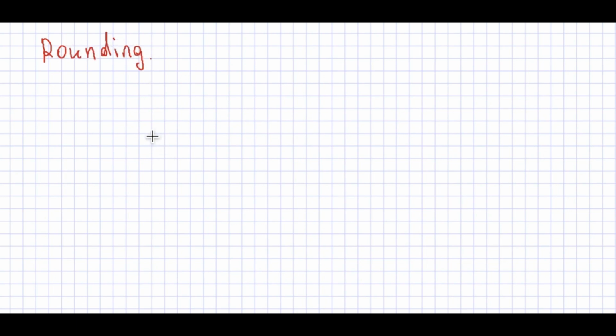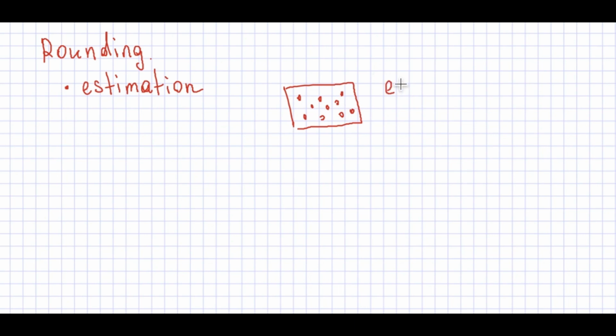Before starting rounding, let us investigate some mathematical terms related to this topic. The first term is estimation. What does it mean, estimation? Sometimes we say estimate. Suppose that we have a box and there are some items here. We don't know the exact number of these items. So what can we do? We can estimate the number. We estimate when we don't know the exact number.